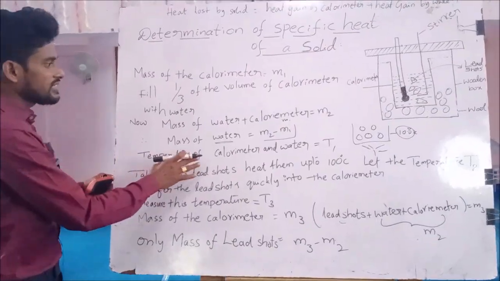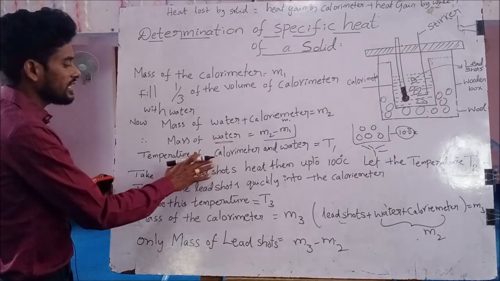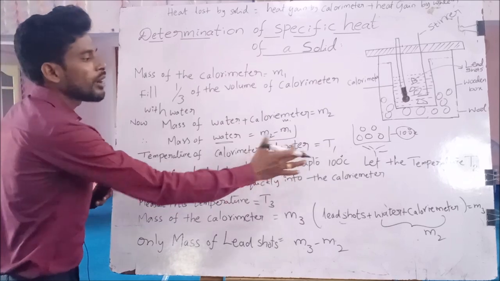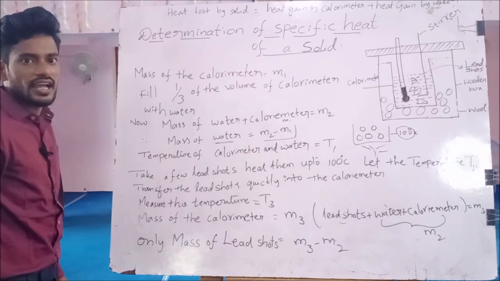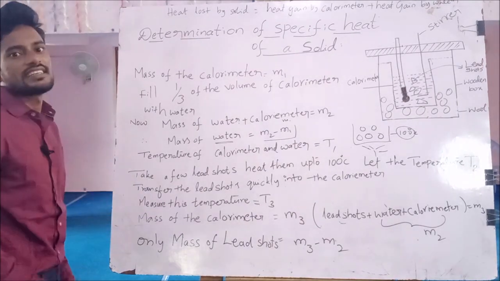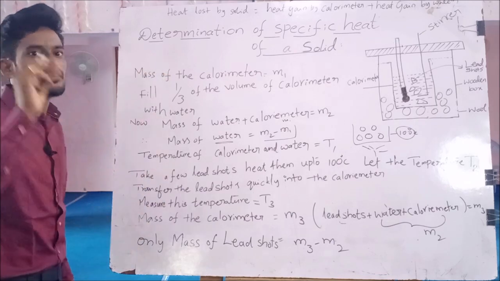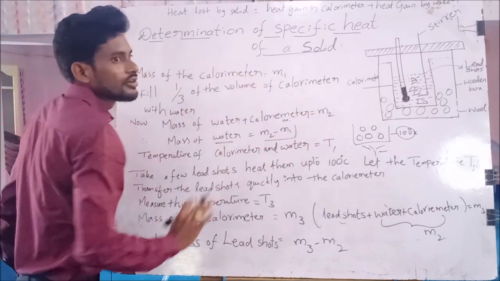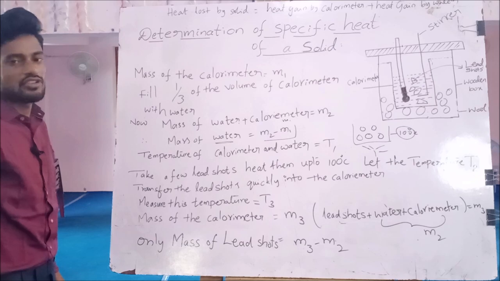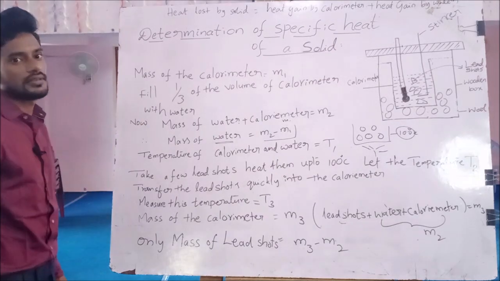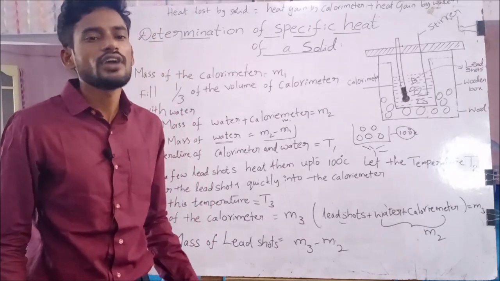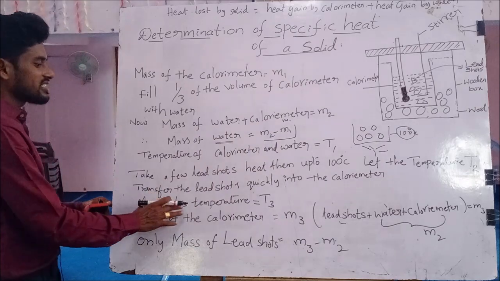See, the initial temperature of the calorimeter and water equal to T1, you know well. Take a few lead shots, heat them up to 100 degrees centigrade, which is the maximum temperature, nothing but T2. Transfer the lead shots quickly into the calorimeter, without heat loss. Of course, some negligible heat losses will be there. You have to neglect them.